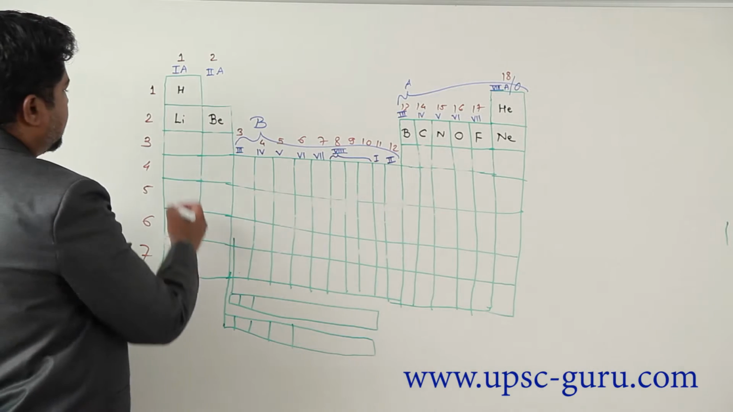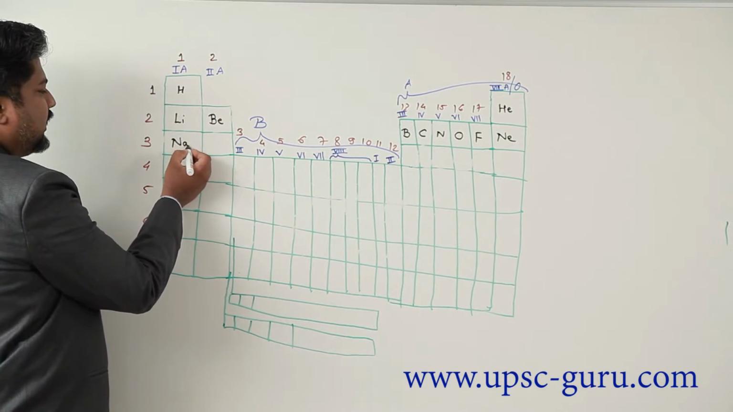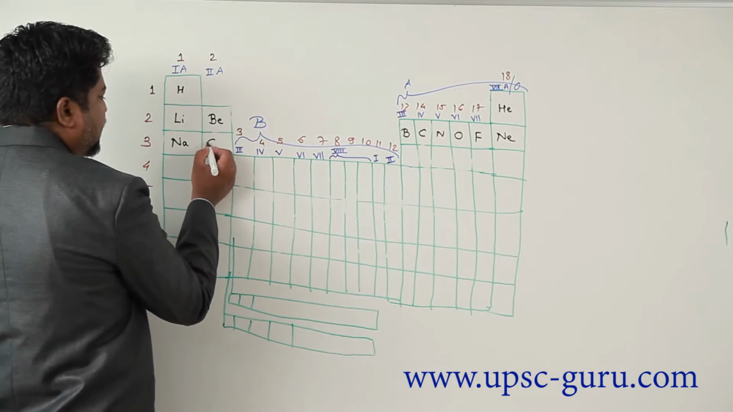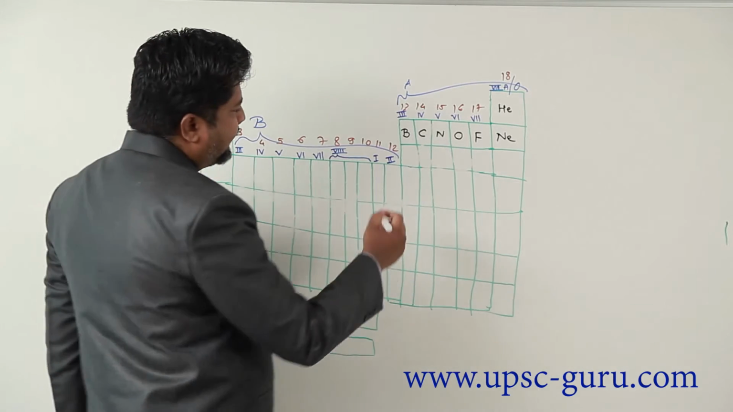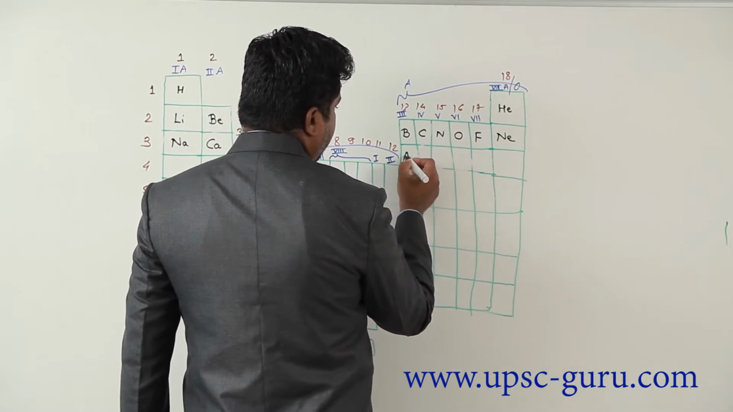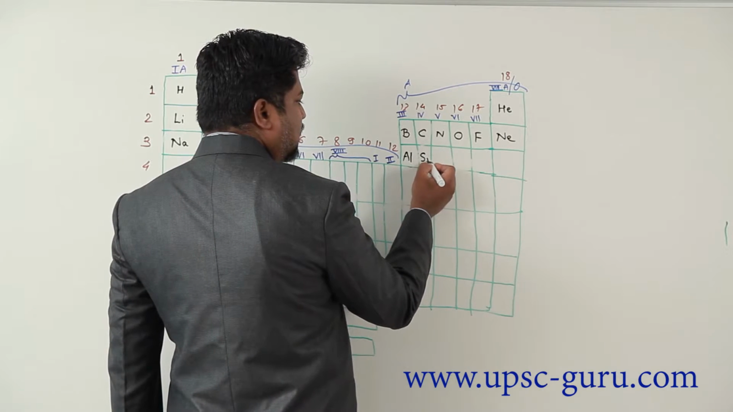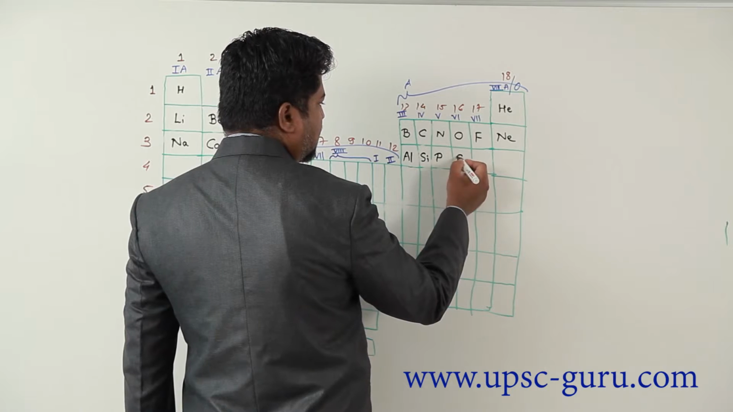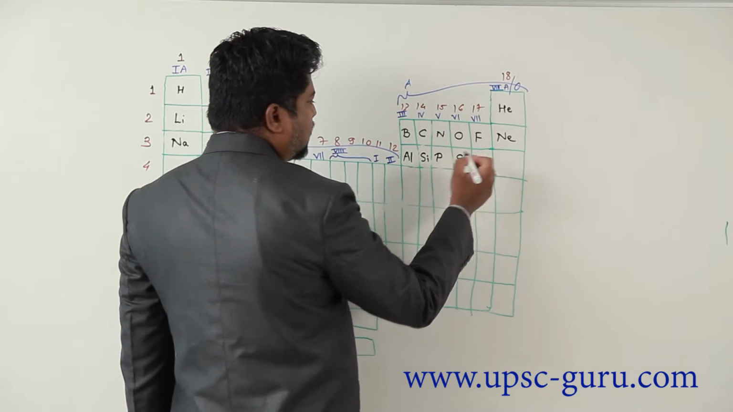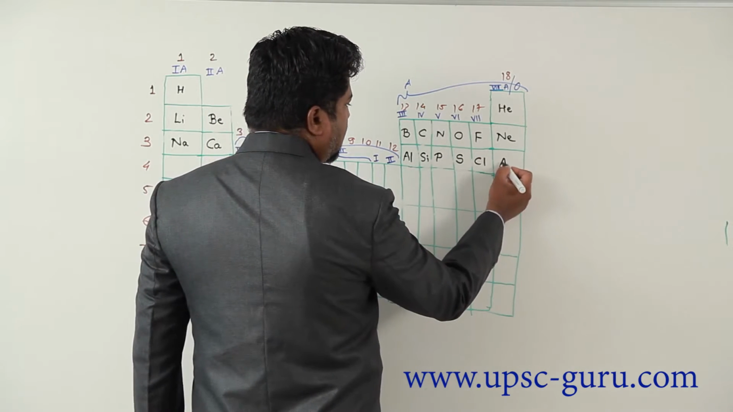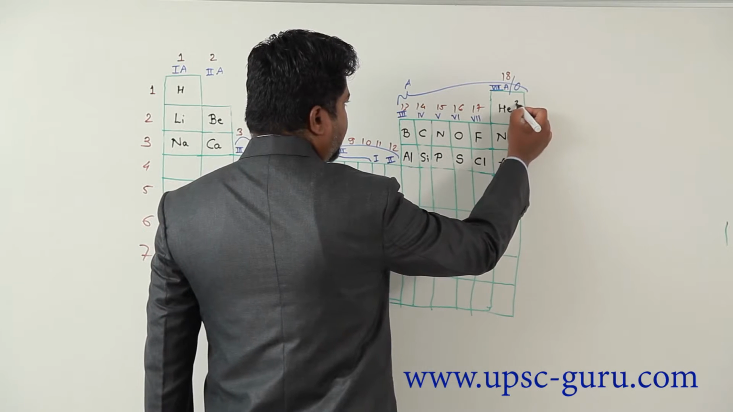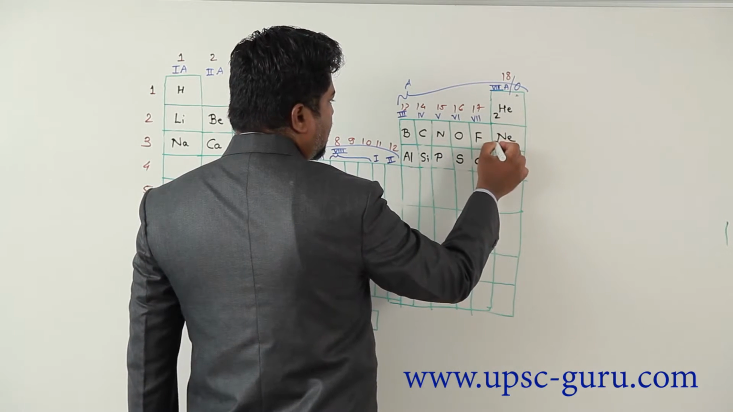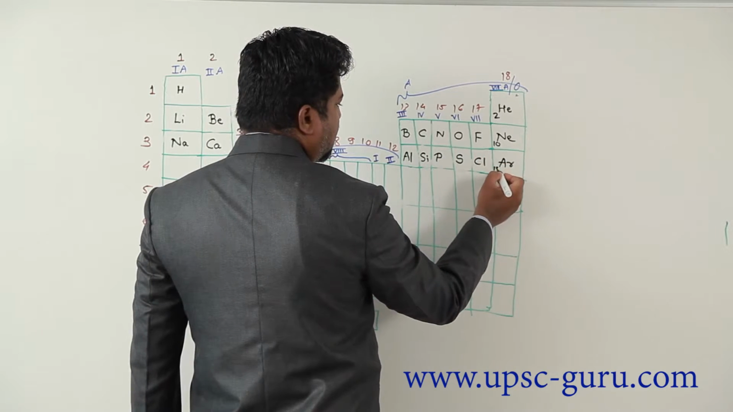Now here the next element, that is sodium, symbol Na. Then calcium, aluminium, silicon, phosphorus, sulfur, chlorine, argon. You are aware of the atomic numbers, I should write here only 2, 10, 18.